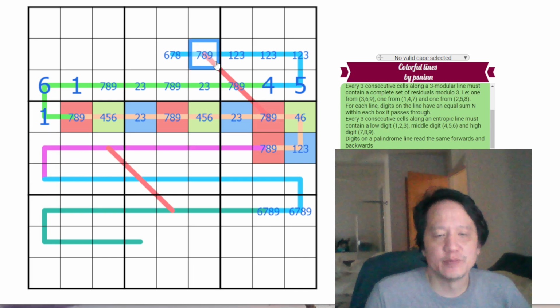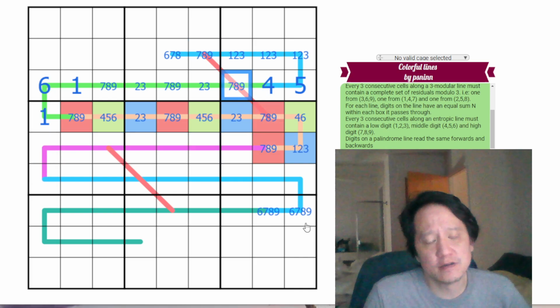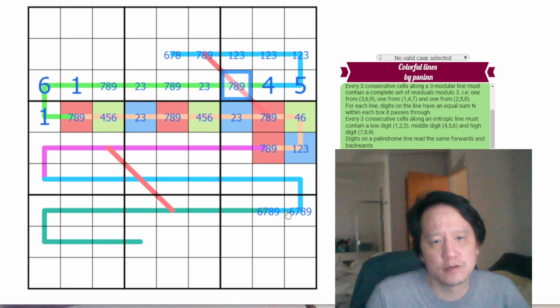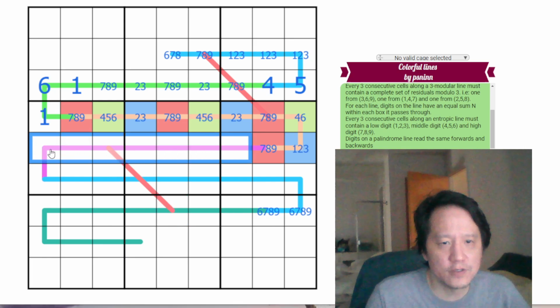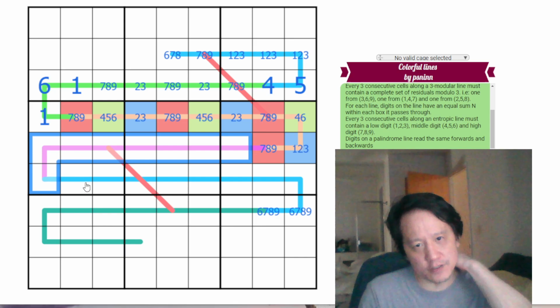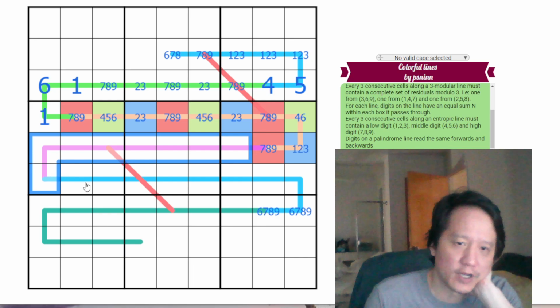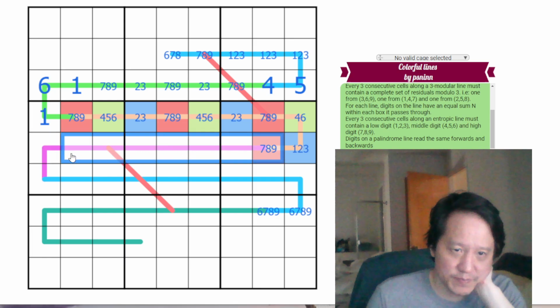So this is the same as that. It could be the same as that, since that's a palindrome line. So these contain 2 through 8 in either 1 or 9. Oh, wait, no. This has to contain 9. Oh, wait, no, hold up.